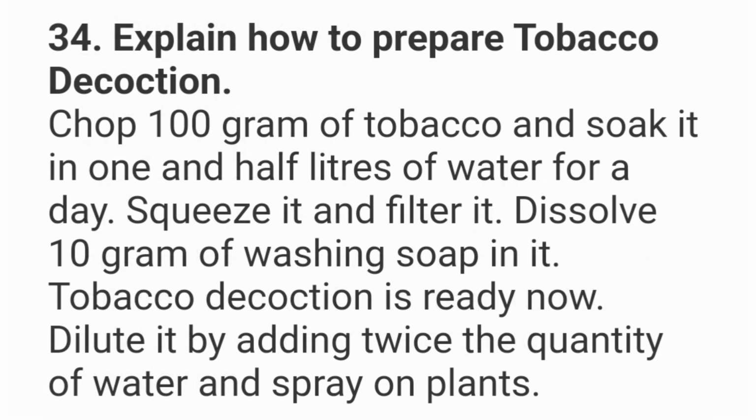Question number 34. Explain how to prepare tobacco decoction. Answer. Chop 100 gram of tobacco and soak it in 1.5 liters of water for a day. Squeeze it and filter it. Dissolve 10 gram of washing soap in it. Tobacco decoction is ready now. Dilute it by adding twice the quantity of water and spray on plants.